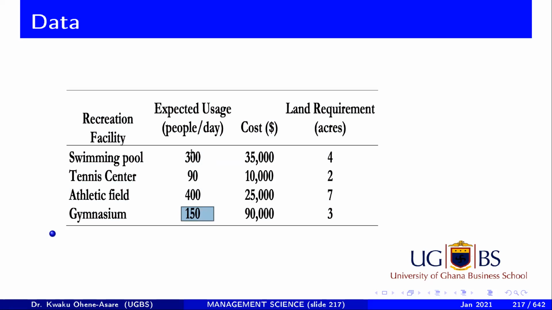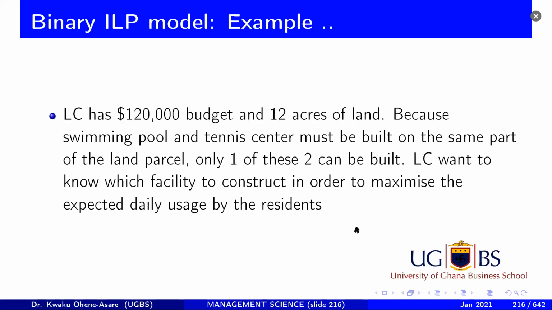Now, if 300 people use the swimming pool, it will cost us 35,000 to build, and it requires 4 acres of land. So these are the requirements, but the very first one is the usage. That will go into the objective, whereas these others go into the constraints. So what are the limitations? What is available for the constraints? Well, if you look at it, the Legon Council has $120,000 of budget.